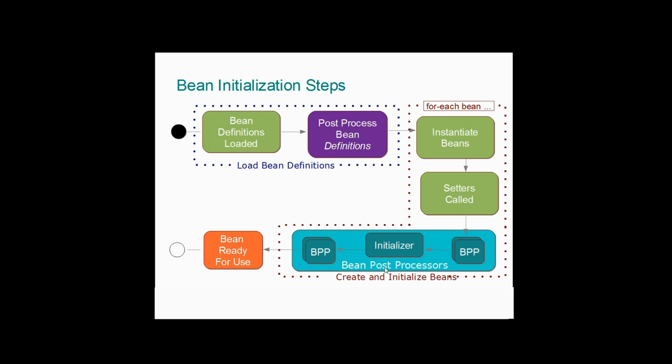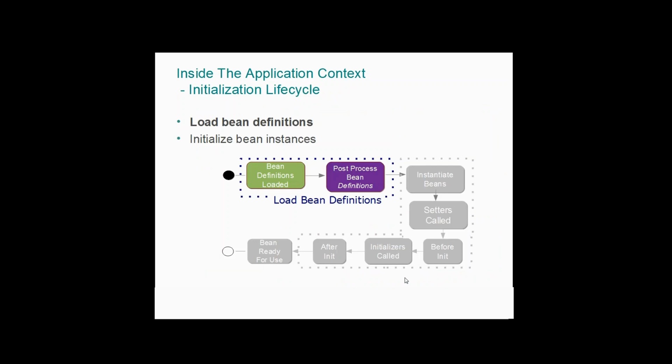What we have seen so far is that bean definitions are loaded, and beans are instantiated using constructor dependency injection and setter dependency injection. We have also discussed a small portion of initialization. So this is what we have seen so far. We'll talk about all the other components in a little more detail, and what happens in each block.